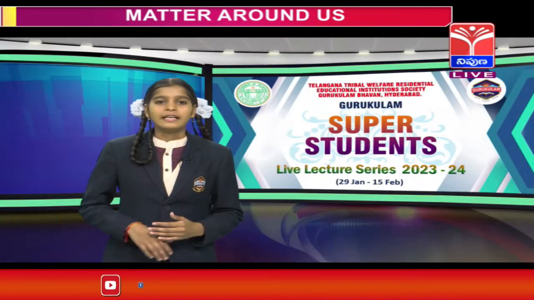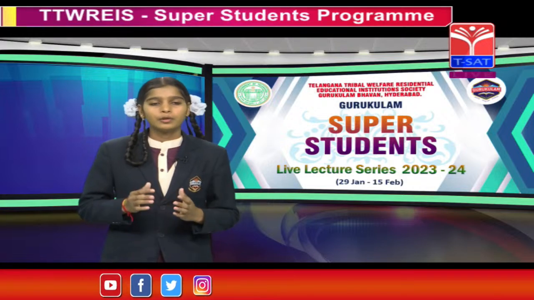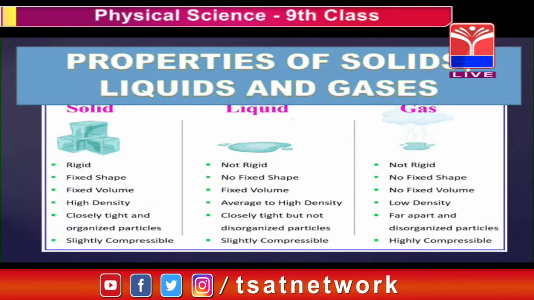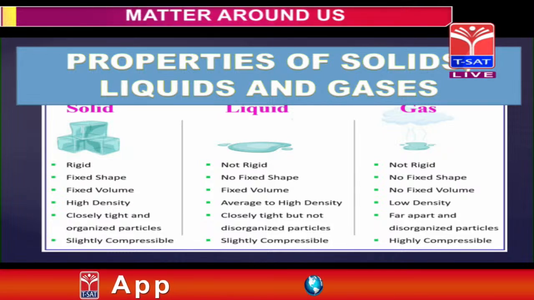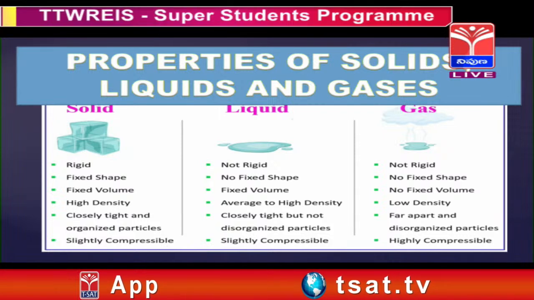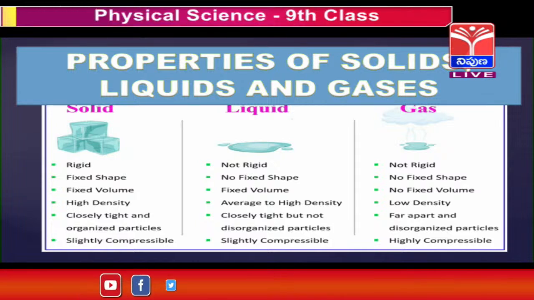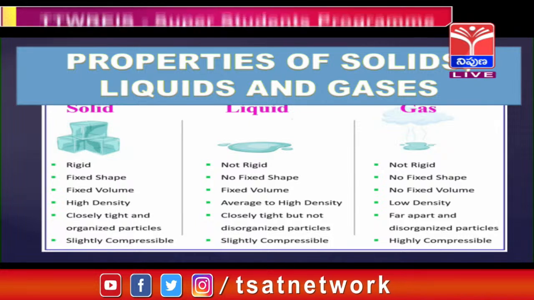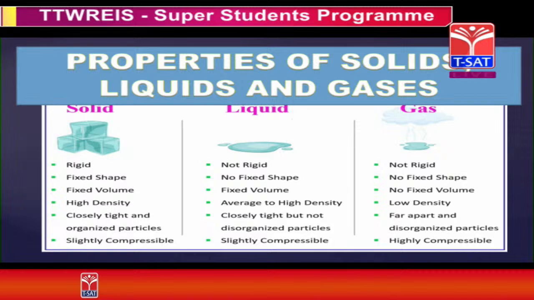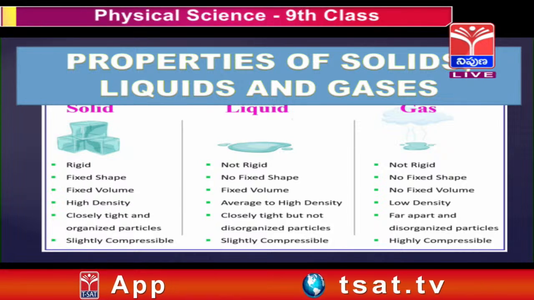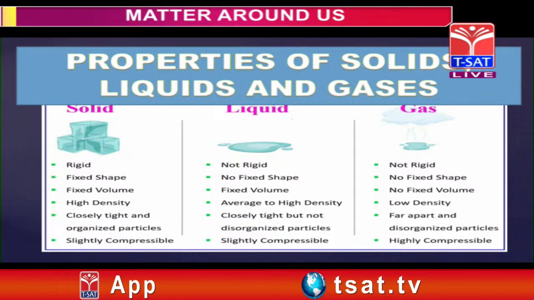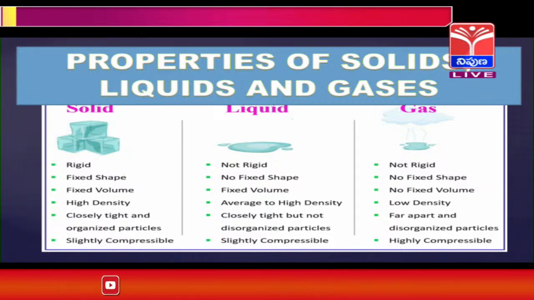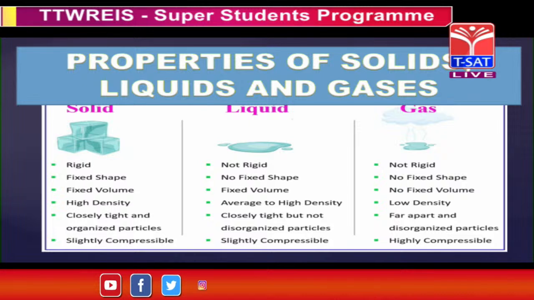Okay, now the next one is we are going to learn about properties of solids, liquids and gases. So here you can see these 3 properties. Okay, the first property is rigidity. Do you know what is meant by rigidity? Rigidity is nothing but not being flexible, and it does not change its shape. Okay, so we can observe solids have fixed shape. So solids are rigid. When coming to liquids and gases, they are not rigid. They can flow easily from one place to another place.